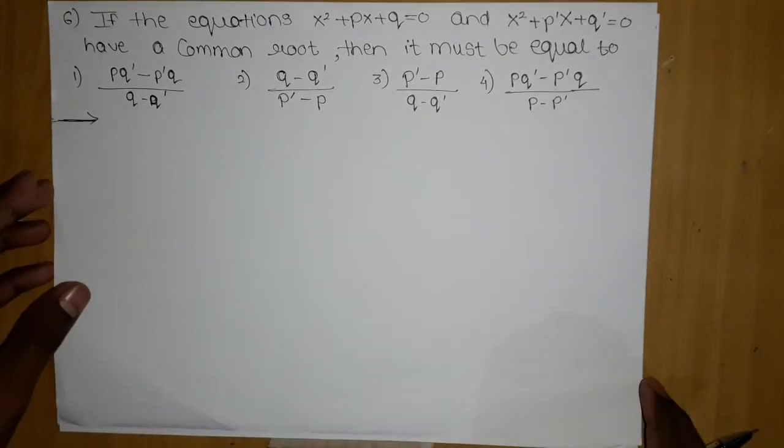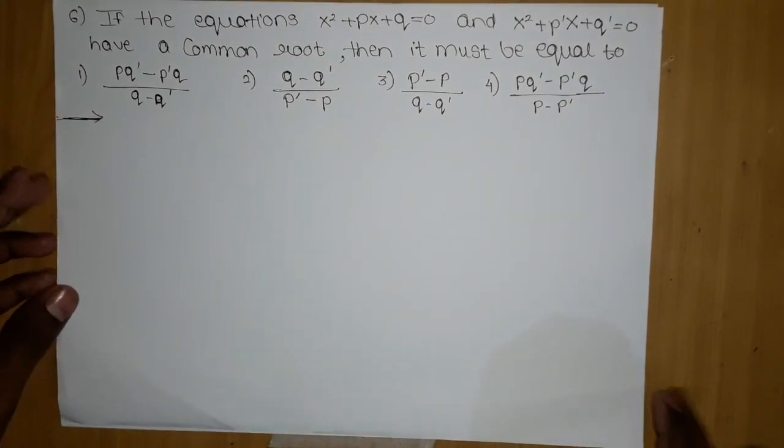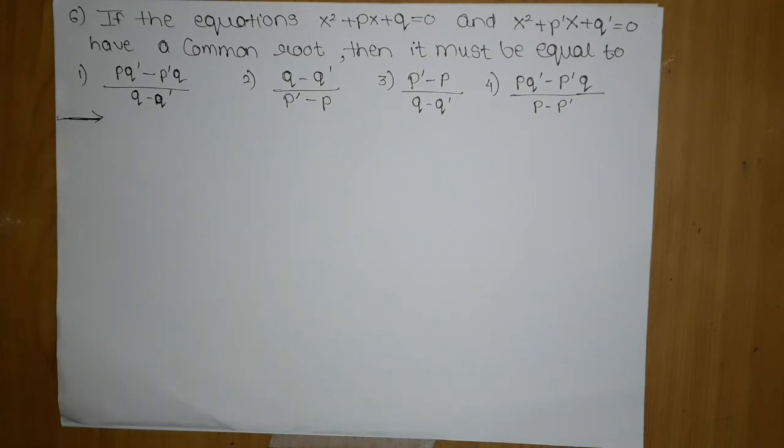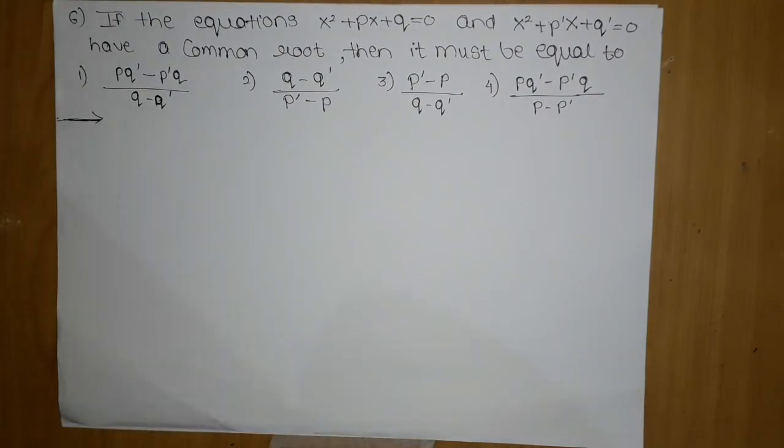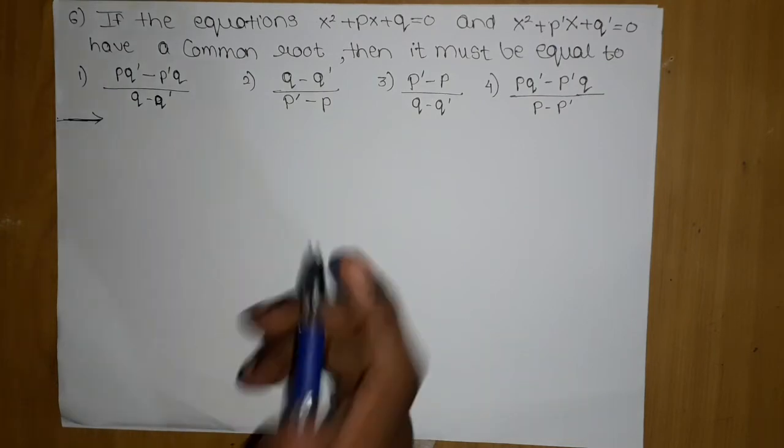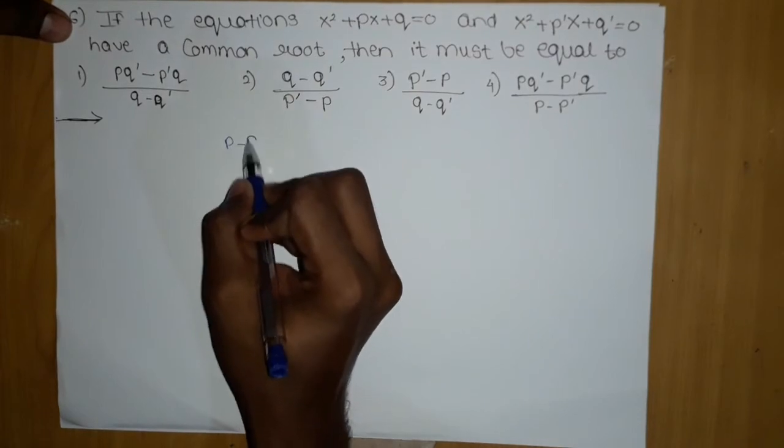So we are done. Now let's start with the next question, which says: if the equation x square plus px plus q equal to 0 and x square plus p dash x plus q dash equal to 0 have a common root, then it must be equal to what? First thing, it is telling you a common root. You see, we have done so many problems. You see the x square term's coefficient is 1. To get the common root, instead of using the formula, just subtract the two equations and you will directly get the common root. So we are doing it in a fast way.